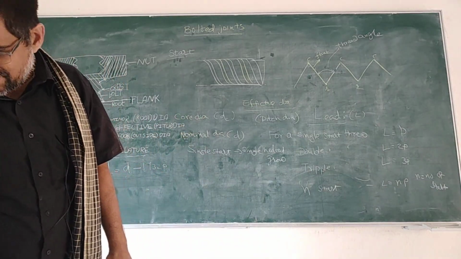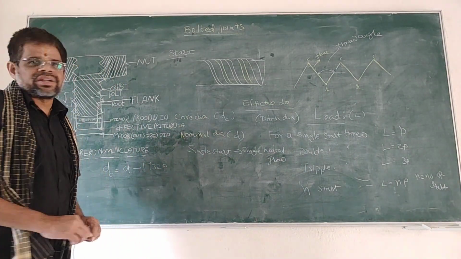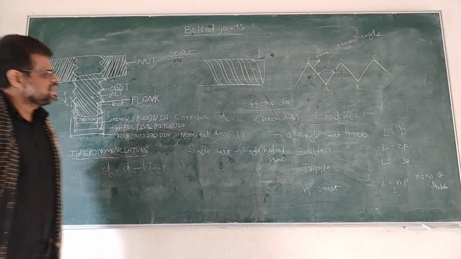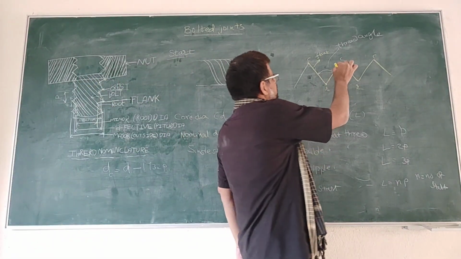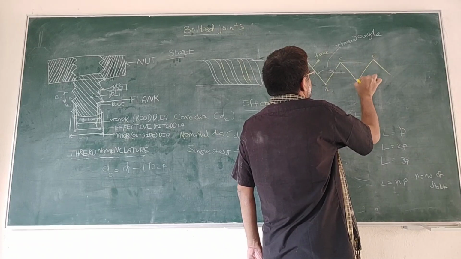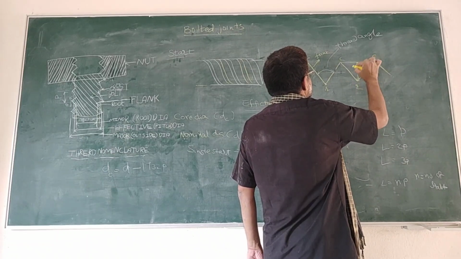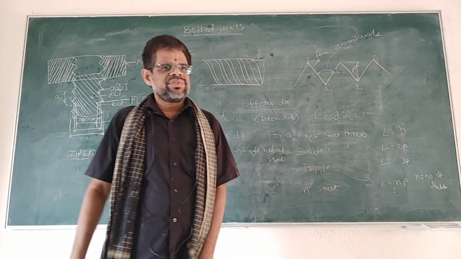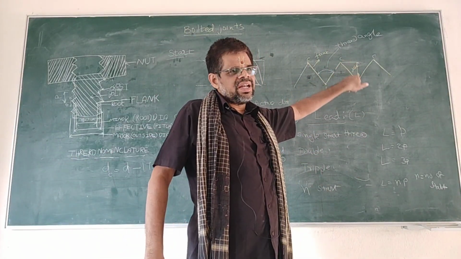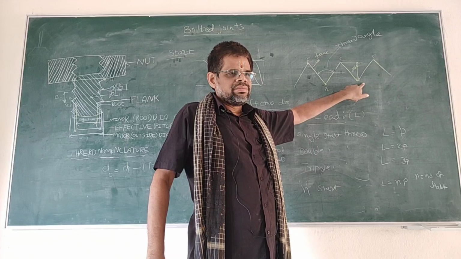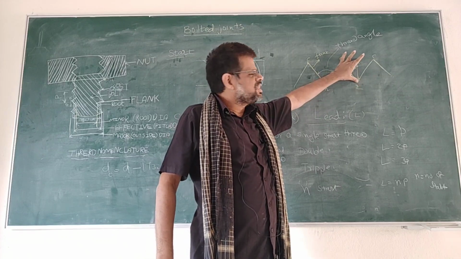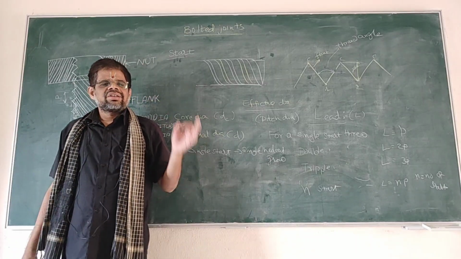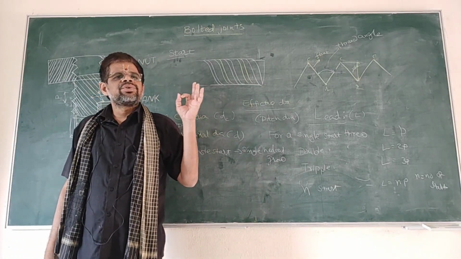Well, now I have explained the thread angle, and the last one is the depth of the screw. Depth of the screw is the perpendicular distance between the crest and root. So this distance is called depth. It is the perpendicular distance between crest and root. The vertical distance is called depth. So this is the nomenclature of a screw profile.